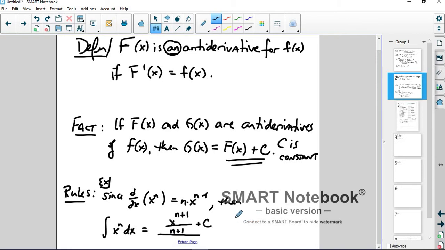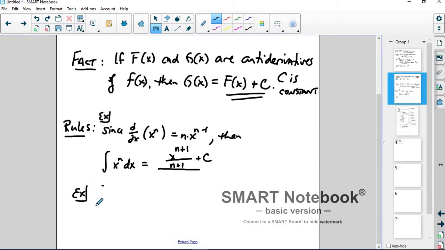Okay, so as an example of this rule, if we do the integral of x to the 7th power, what do we get? We get x to the 7 plus 1 divided by 7 plus 1 plus a constant. And so what do we get? We get 1/8 x to the 8 plus c.